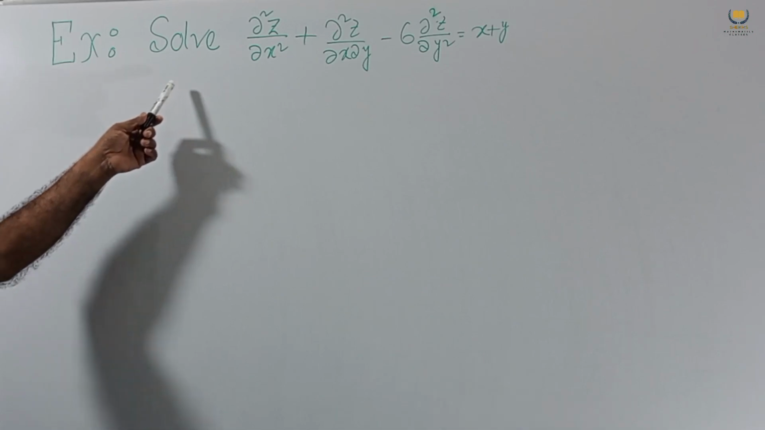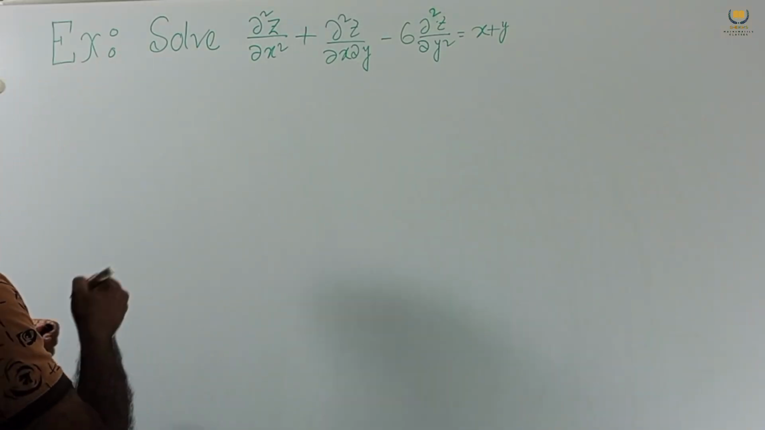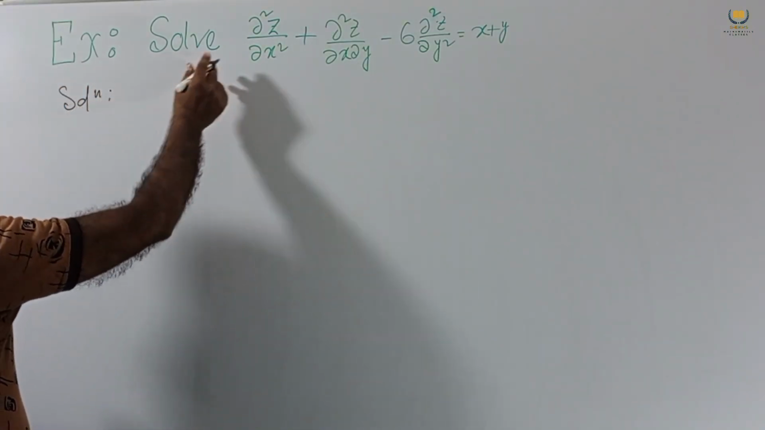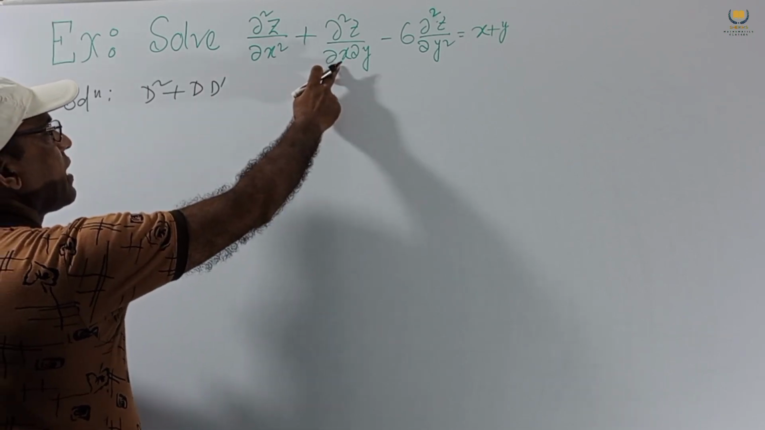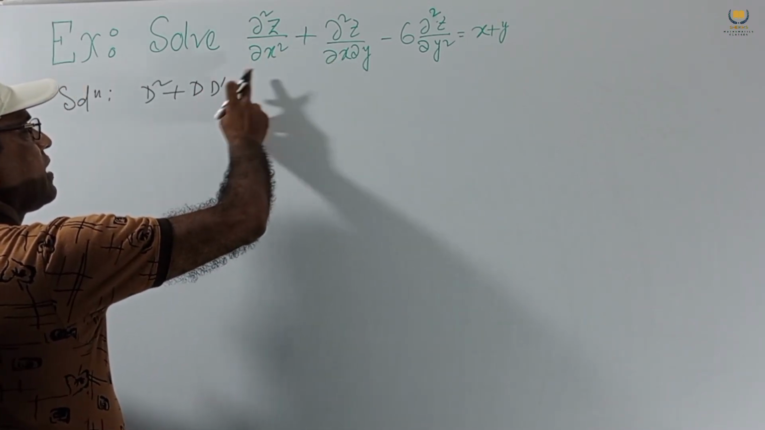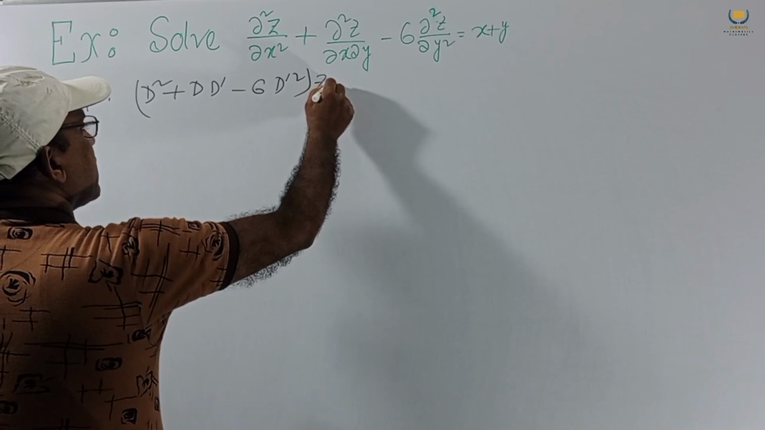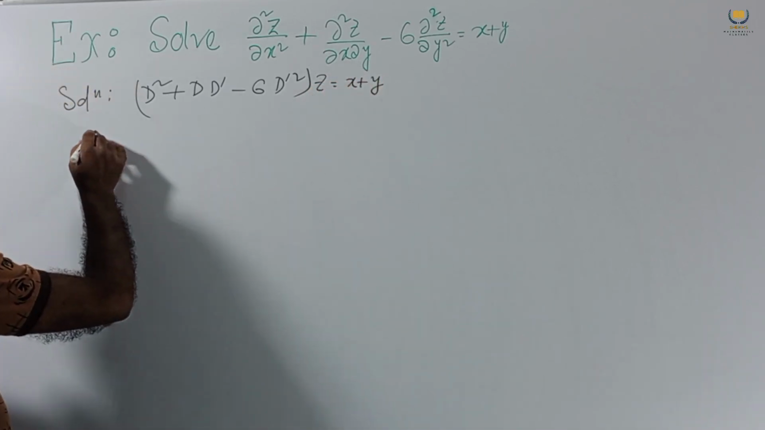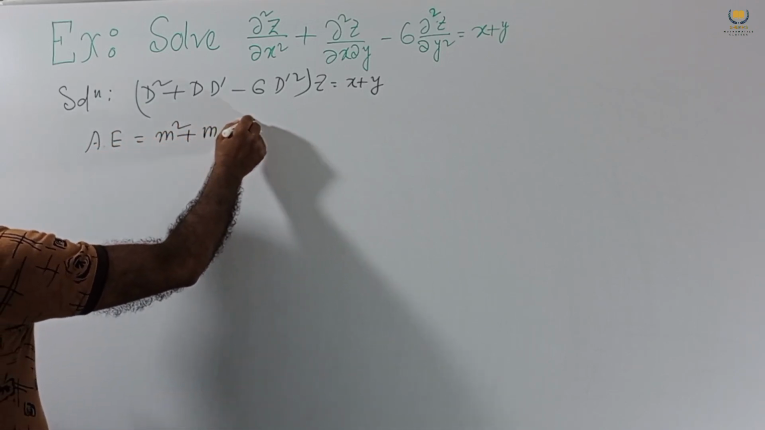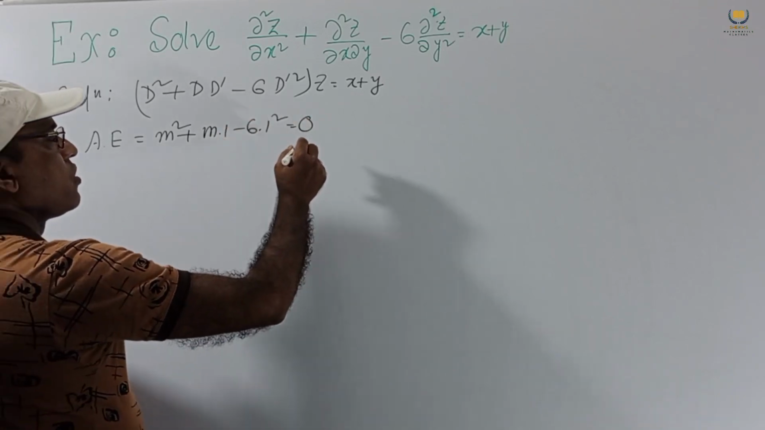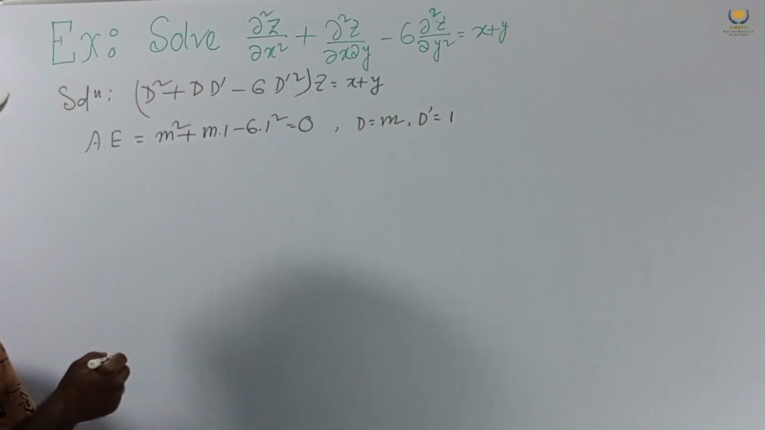Now we consider one problem: solve del square z by del x square plus del square z by del x del y minus 6 del square z by del y square equal to x plus y. Now we want to solve this problem. We write D square plus D D' minus 6 D' square, z equal to x plus y, where del x is D and del y is D'. So the auxiliary equation is m square plus m into 1 minus 6 into 1 square equal to 0. We put D equal to m and D' equal to 1 for finding the auxiliary equation.